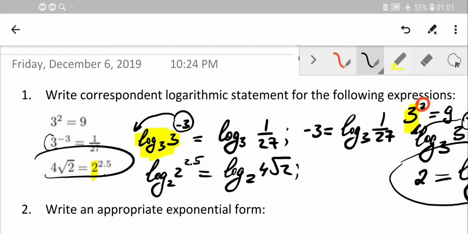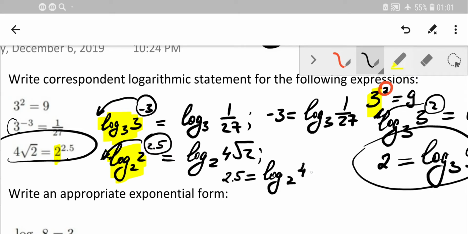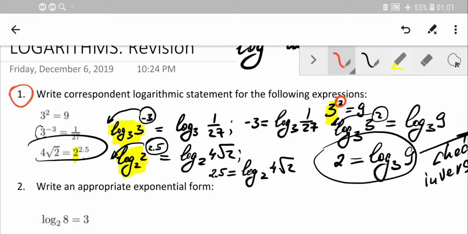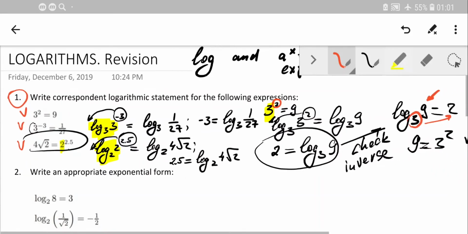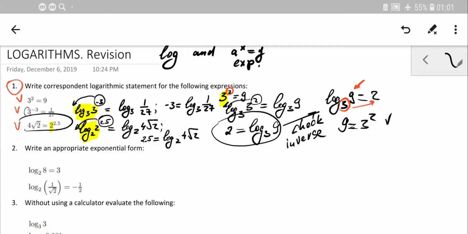So what we're going to do right now, we just simply need to say that this is automatically 1, and 2.5 just goes before log. So that's what we'll get: 2.5 equals log with the base 2 of the number 4 square root of 2. Okay, so that's how it works. All right, so we have an equivalent statement. So we've done completely this one, and that one. Make sure you understand how it works. All right, so guys, check it, compare with what you've done, and we'll move next.